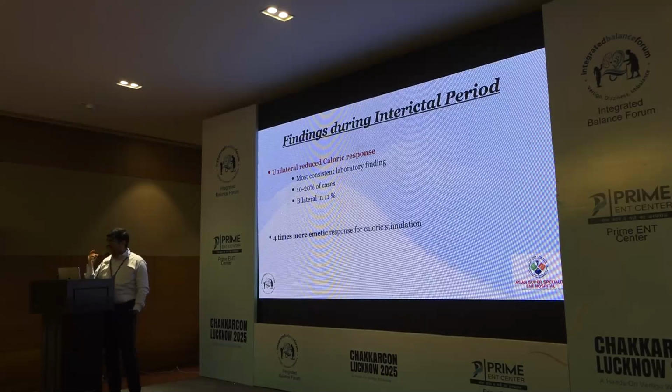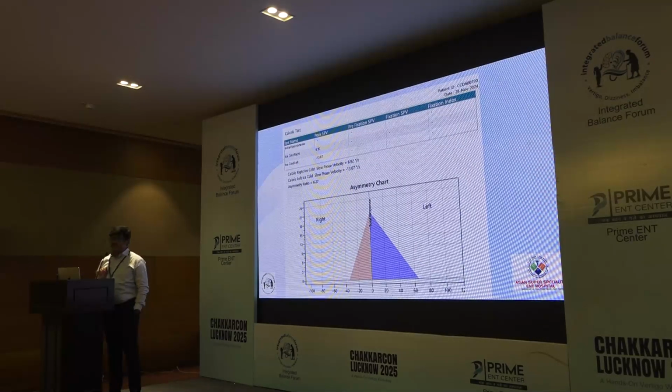In the caloric test in vestibular migraine patients, the response is highly fluctuating. This is one feature that differentiates it. So this is one chart in the interictal phase. There is a reduced response on the right side.